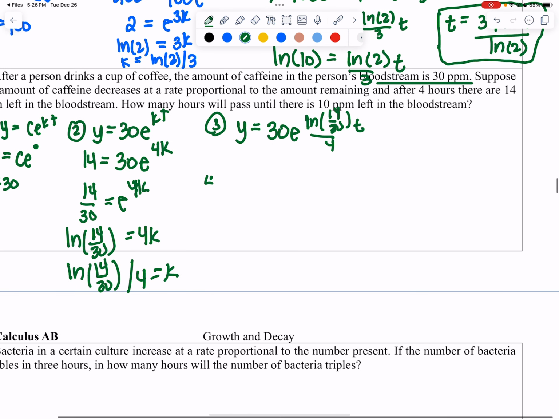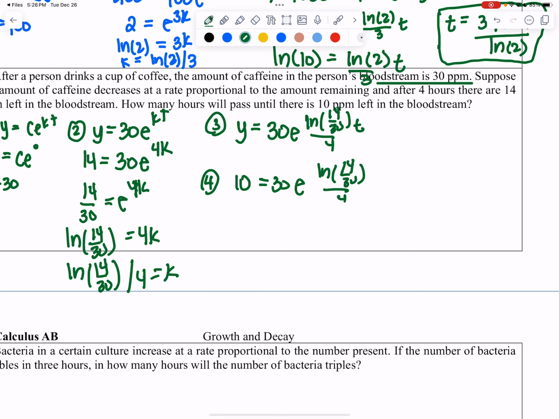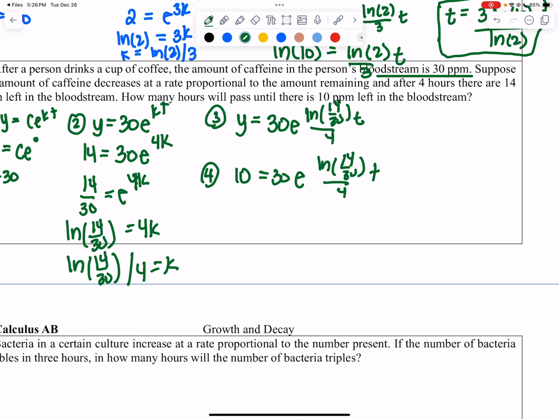Now, step 4 is going to be you plugging in 10 now. So you have 10 is equal to 30 e to the ln 14 over 30 over 4 times t. And then, of course, you're just going to solve for t. 10 over 30 is 1/3. e to the ln of 14 over 30 over 4 times t.